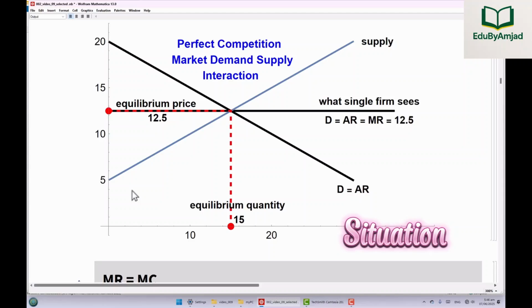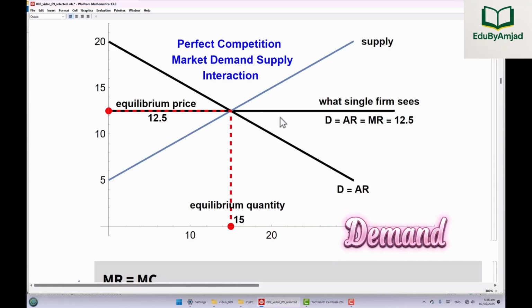For this particular situation, equilibrium quantity is 15 units of the good. Units could be in hundreds, thousands, or millions according to the data measure. Likewise, equilibrium price is 12.5 units. Units could be in any currency, in hundreds, thousands, or millions according to the data measure.